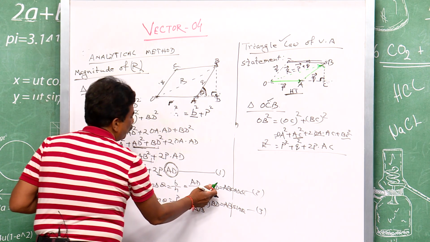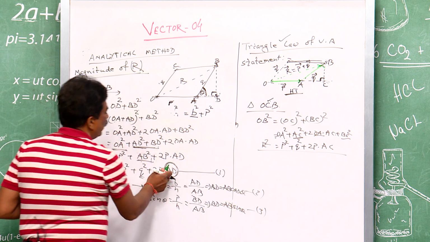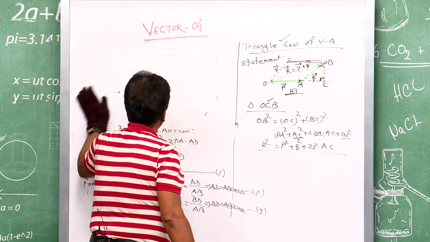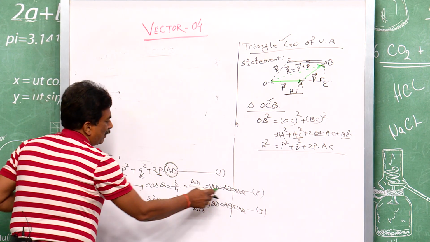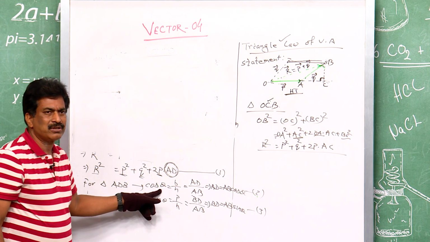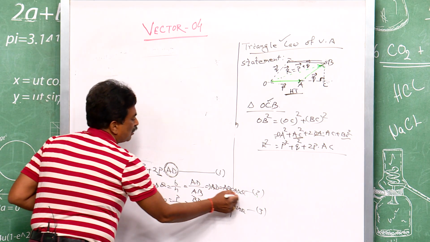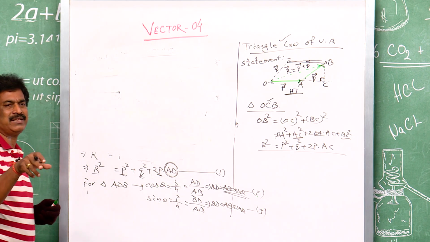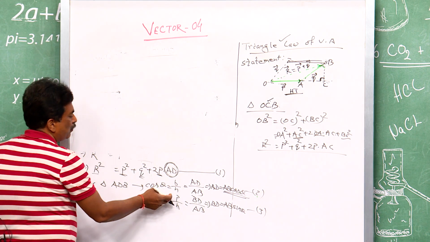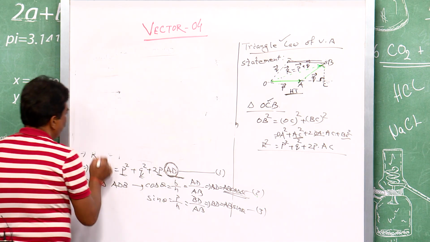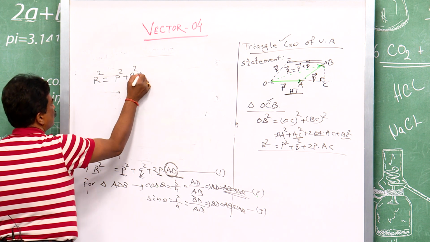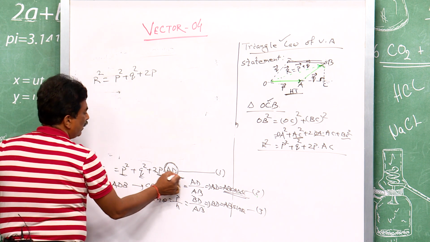So by putting the value of equation 2 in equation 1. You see, just as I said, by putting the value of cos theta, that means equation 2. In equation 2, that is cos theta. Cos theta has its value, and if we put that value in equation 1, then you will have R square is equal to P square plus Q square plus 2P into AD.